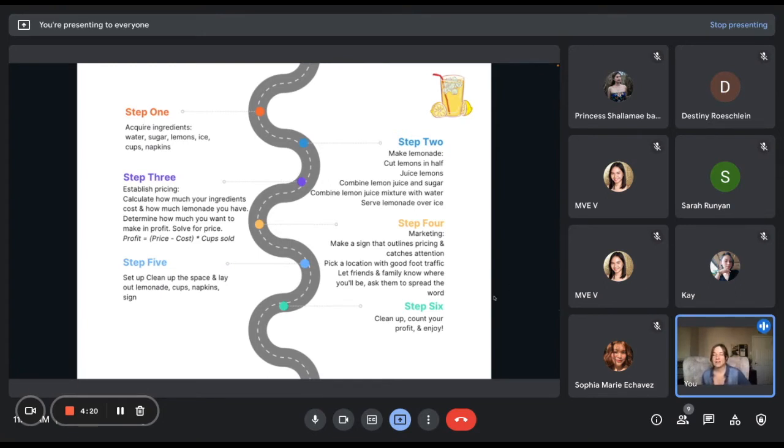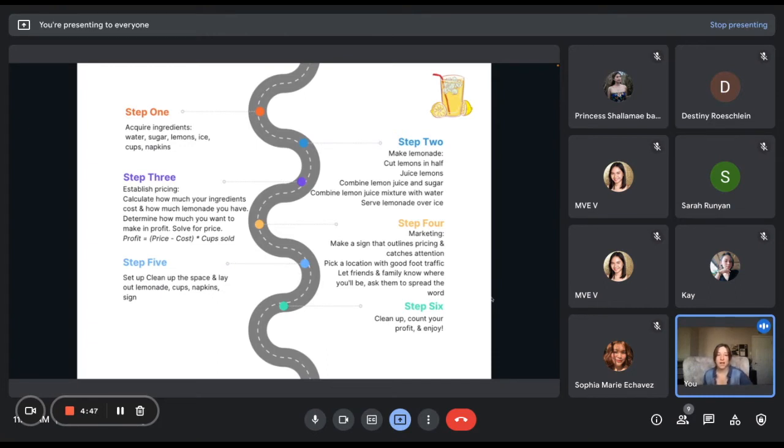Then the next step is going to be marketing. Ideally, you want something that's going to catch the attention. So you're maybe going to make a sign that says lemonade stand, $1.50 a cup, or something like that. You need to pick a location. All of that is really important. If you go on the side of a highway, sure, there's going to be a lot of people passing by, but they're not going to be able to stop and talk to you.